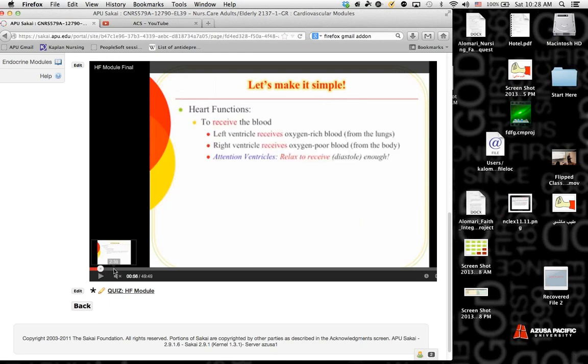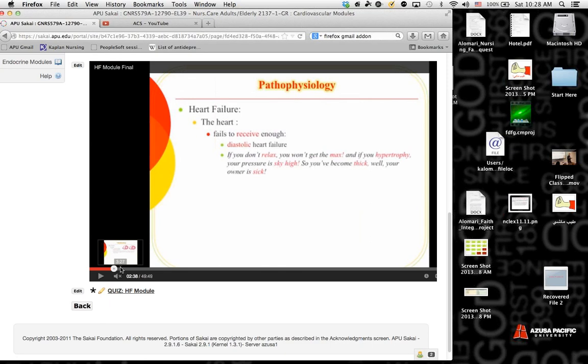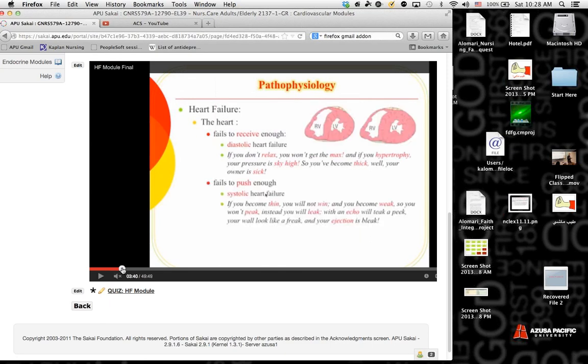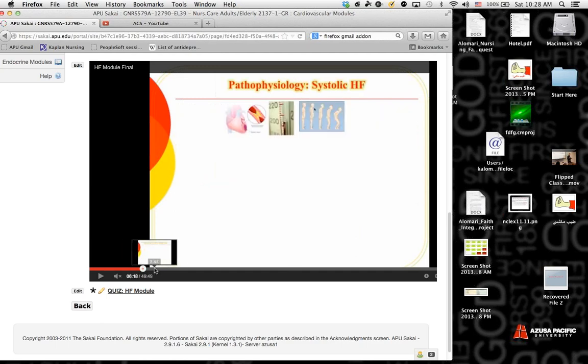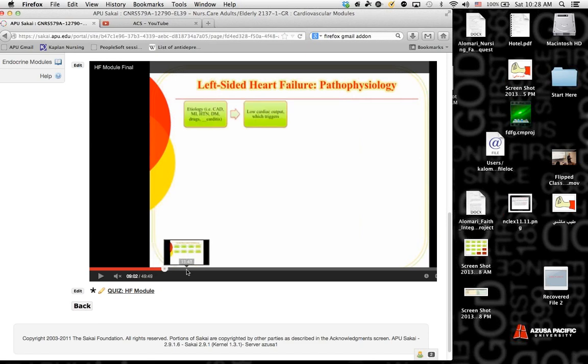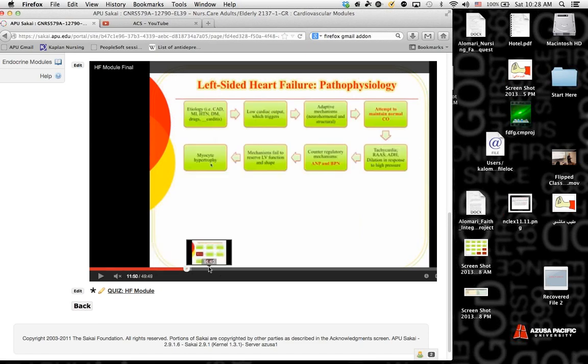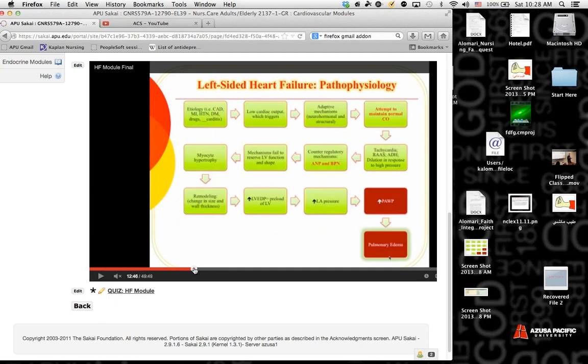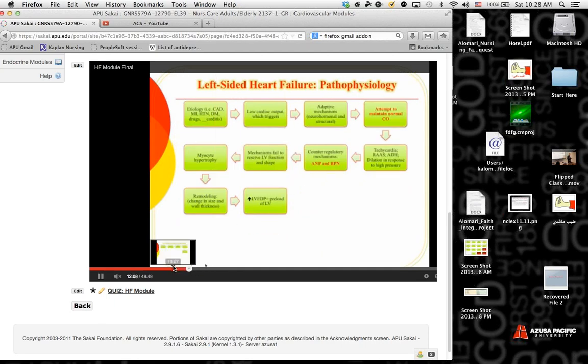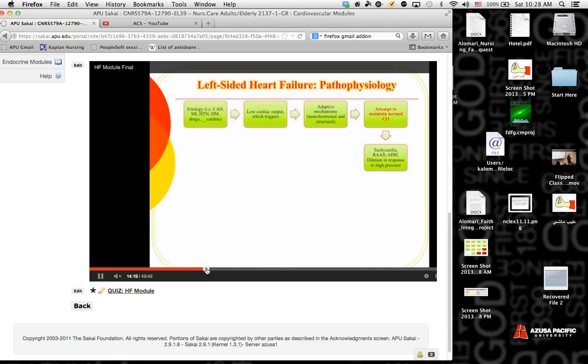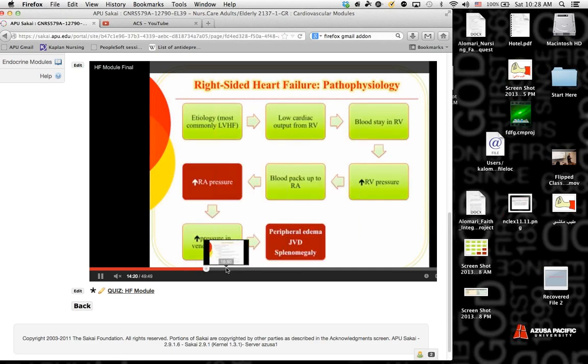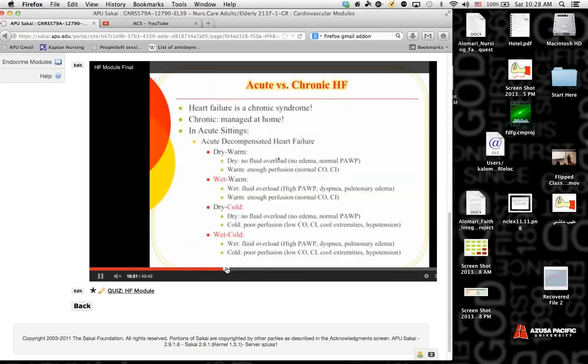So again, to know who's at risk, MI is actually one of the most common causes of heart failure. Let's see what else I want to highlight. Pathophysiology, mainly you have to understand that, and it should explain the manifestations between right and left side heart failure. So I said MI is the most common cause of heart failure.